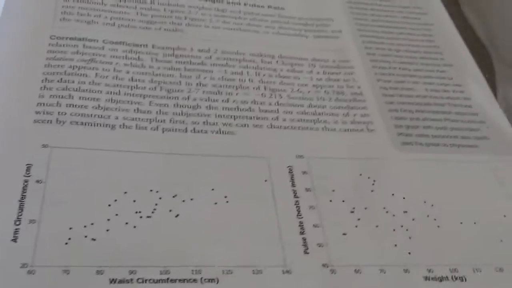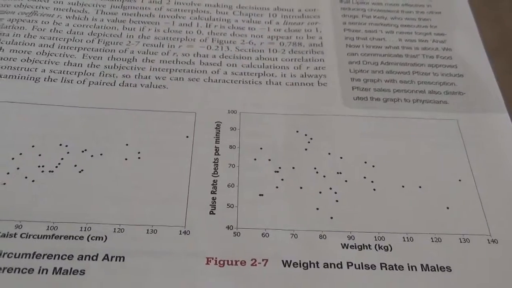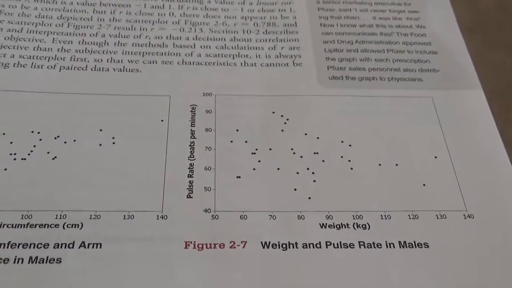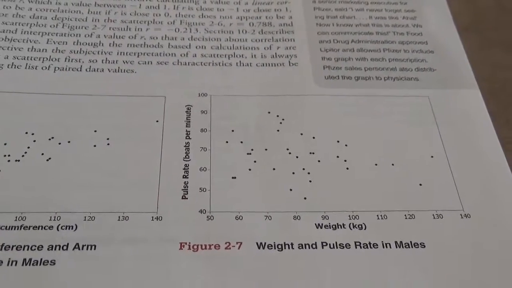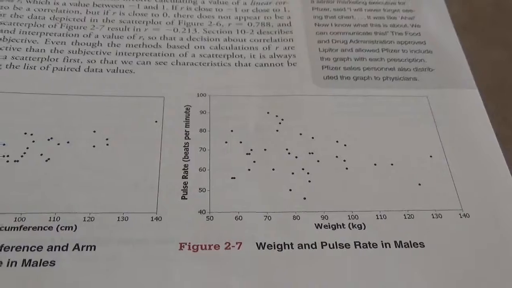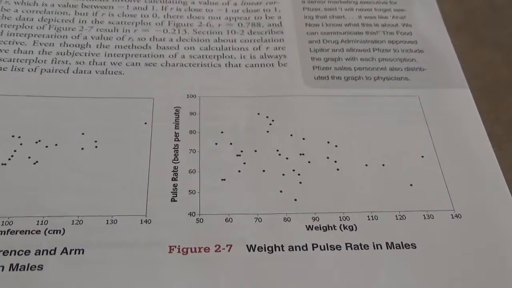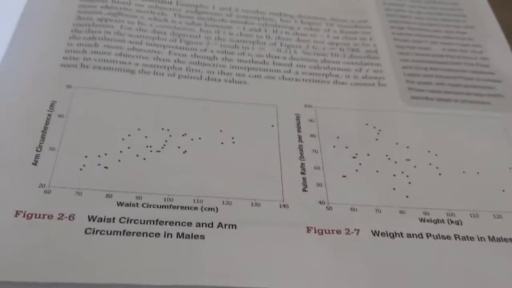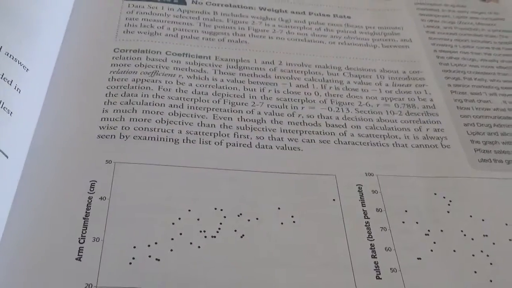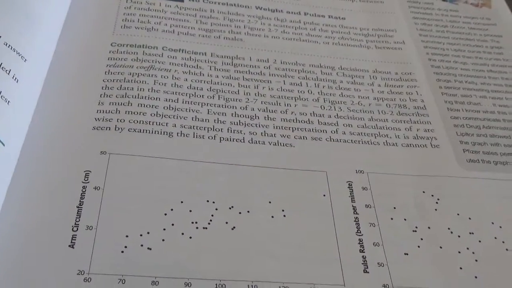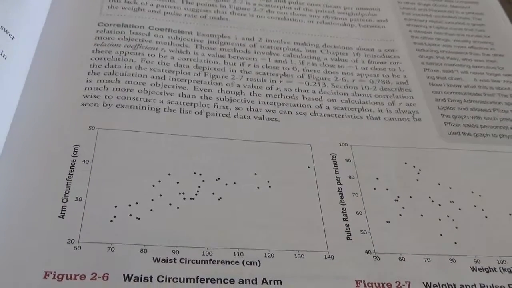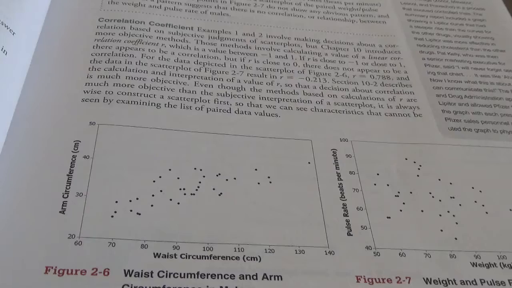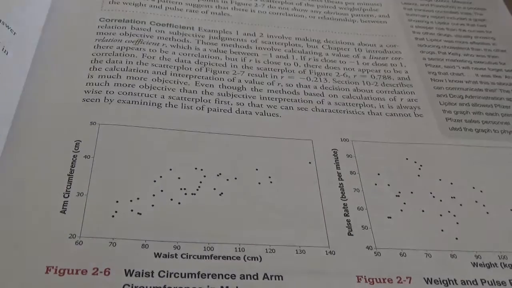This graph over here has no correlation. The points are just everywhere, and so they have no correlation between each other. This is weight and pulse rate. There's no correlation between your weight and your pulse rate, okay? Although there does seem to be a positive correlation between waist circumference and arm circumference, although there may not be a true correlation there. That's something that you have to be able to think out.